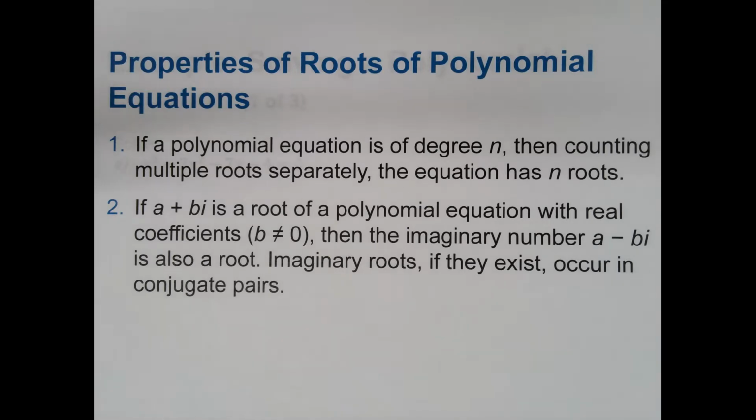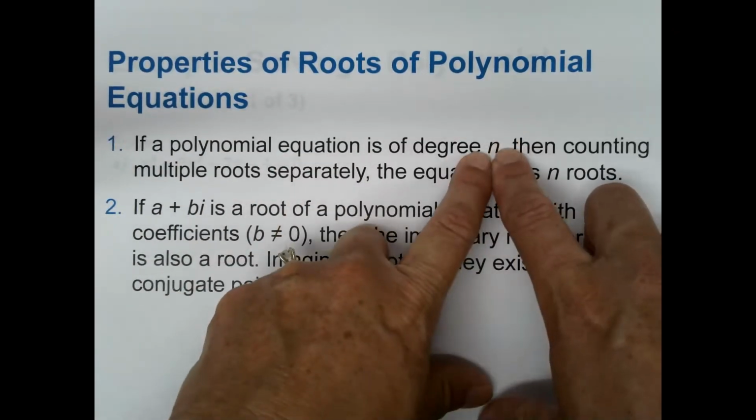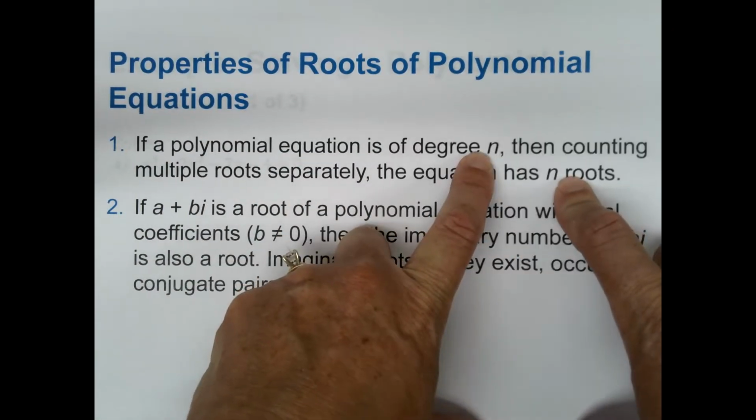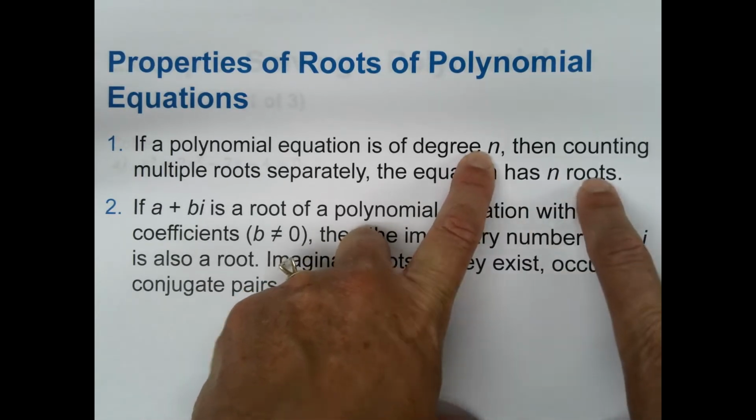Properties of roots of polynomial equations. If a polynomial equation is of degree n, then counting multiple roots separately, the equation has n roots. And so if you have a polynomial equation, the degree tells you how many roots you can have. Some of them may be repeated, though. So it's not saying unique roots.